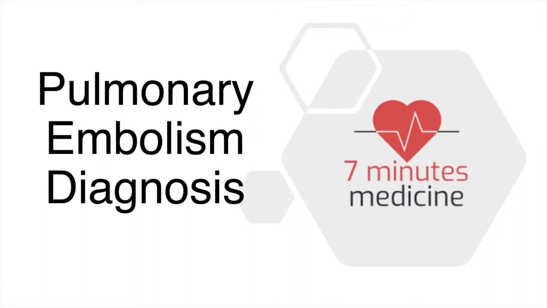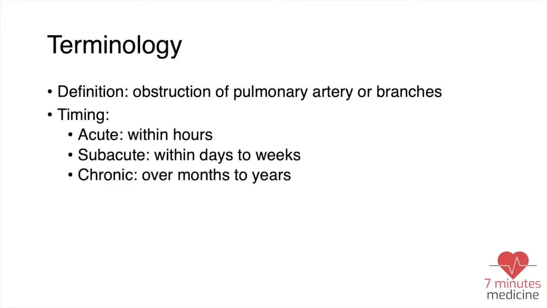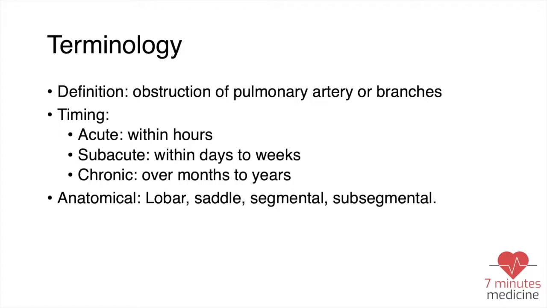Today we're going to talk about pulmonary embolism diagnosis. So first, some terminology. The definition of pulmonary embolism is obstruction of the pulmonary artery or branches. So the timing, it can be acute within hours, subacute within days to weeks, and chronic over months to years. The anatomical classification: lobar, saddle, segmental, or subsegmental.